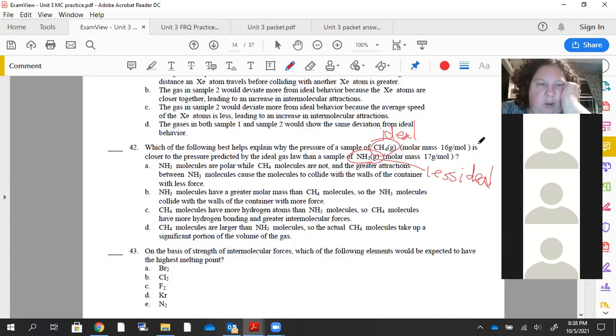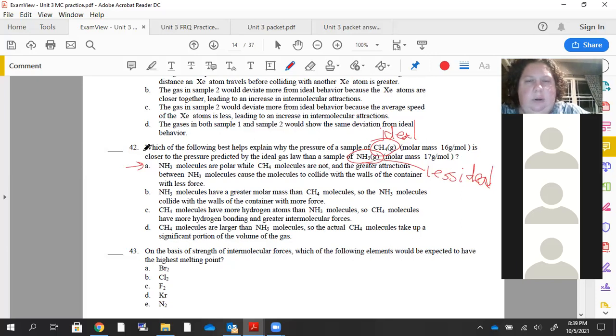For A, NH3 molecules are polar while CH4 molecules are not. Okay, that's true. And the greater attractions between the NH3 molecules cause the molecules to collide with the walls of the container with less force. Let's hold on to that one. That might be a possibility.